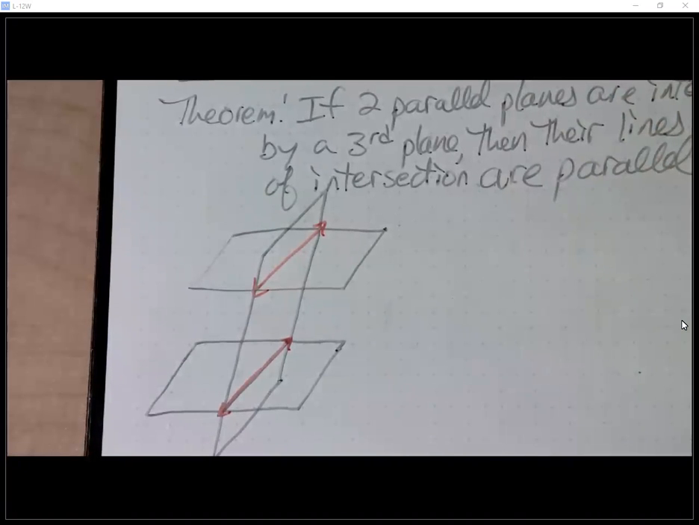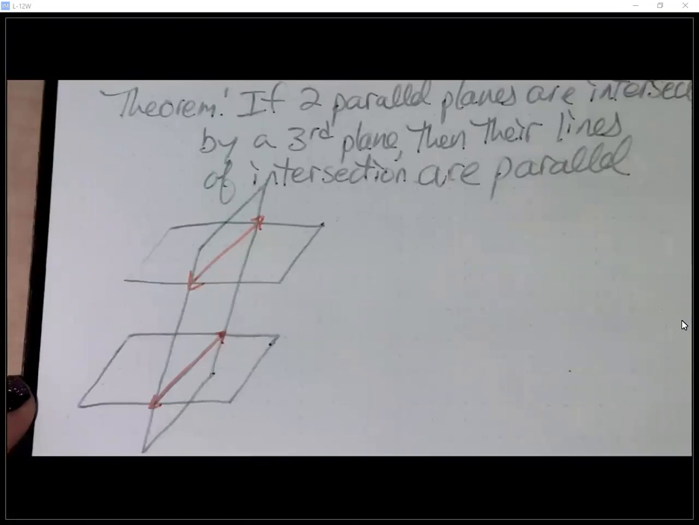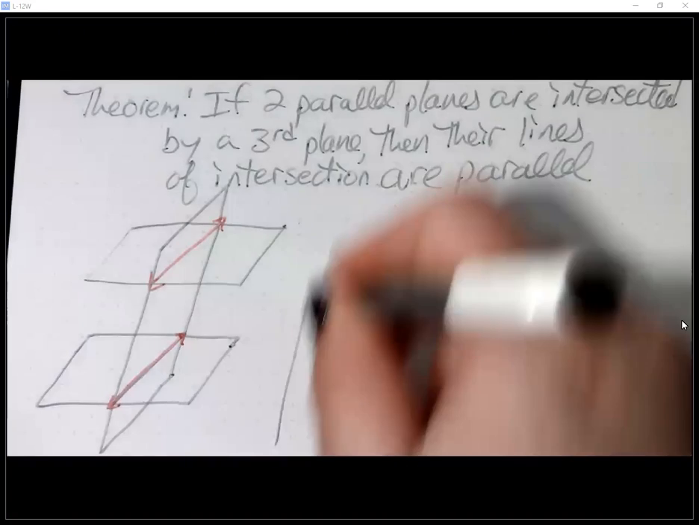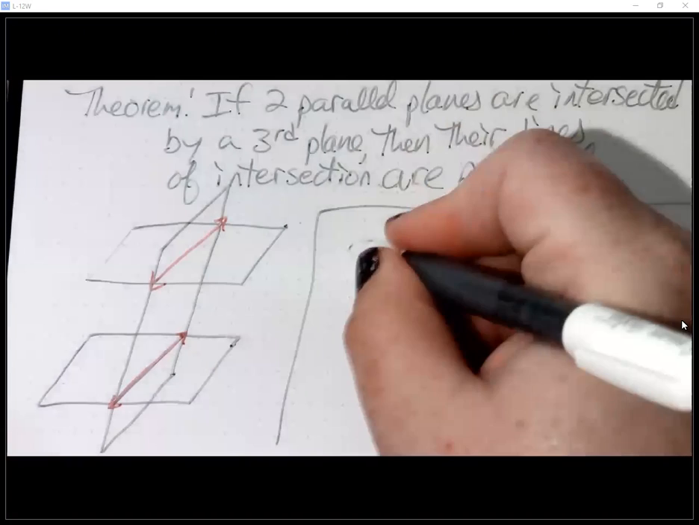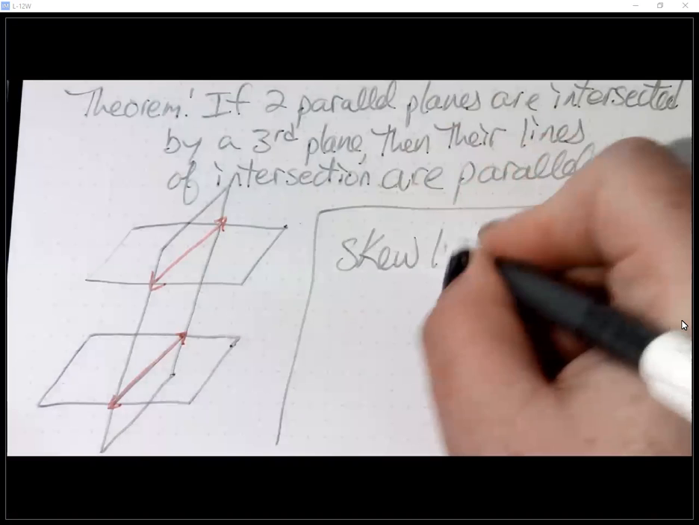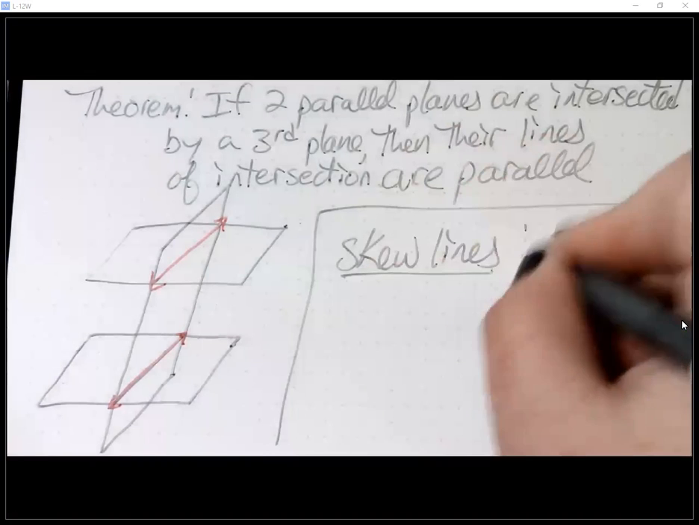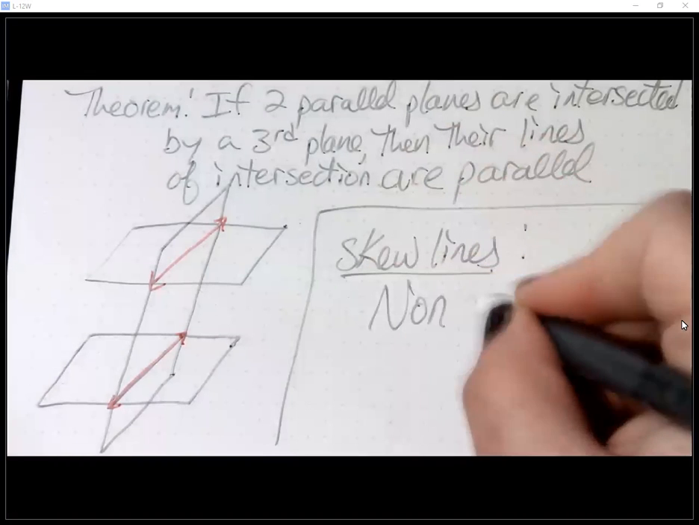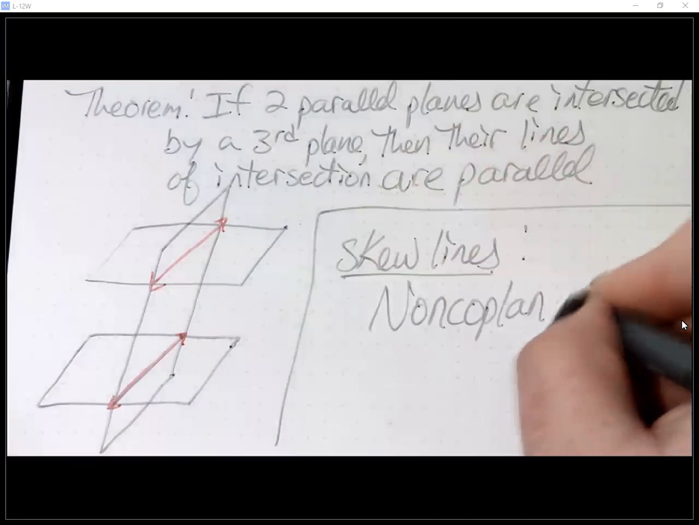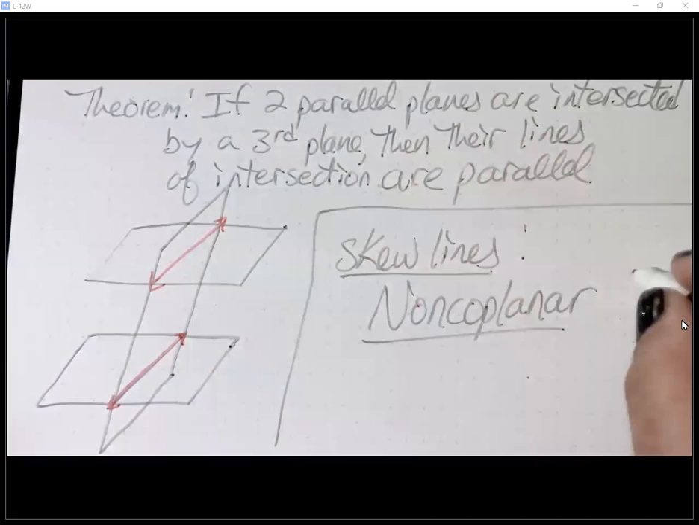Okay, I do want to officially put down a definition for skew lines too. I'm going to sneak it right in here. So skew lines, these are non-coplanar lines that don't intersect.